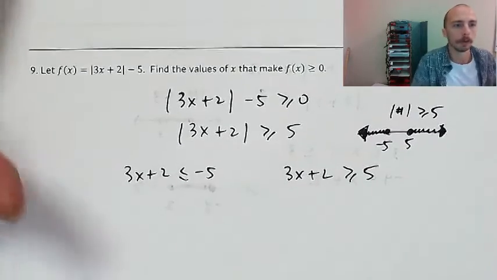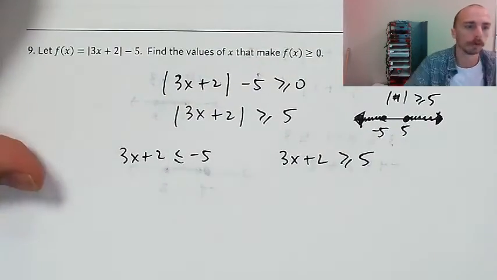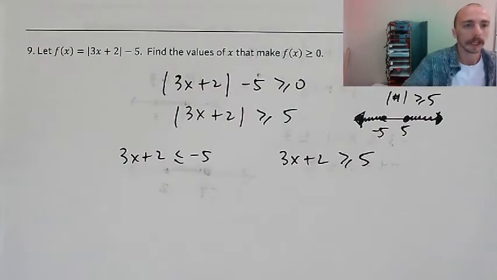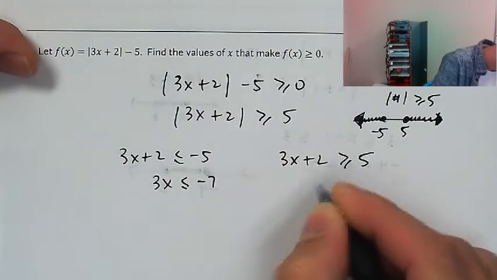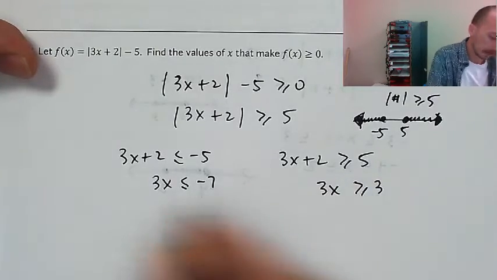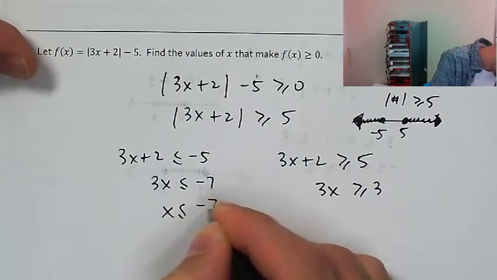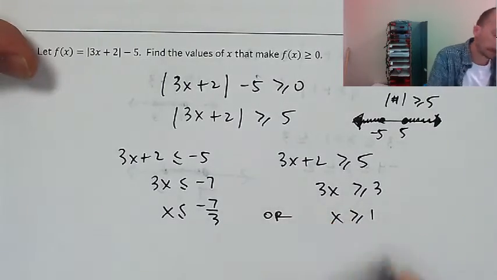And then I'm going to subtract 2 from both sides of both inequalities. So I'm subtracting 2, and I'm subtracting 2, dividing. And then I've got myself a solution.